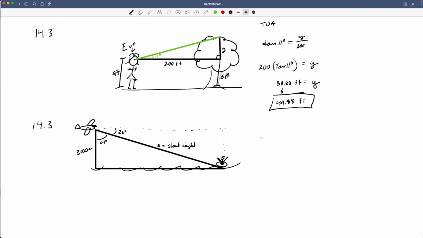So we're going to use cosine, and cosine is, I'm sorry, not C-O, C-A. So, CAH, TOA. So that's C-A-H.